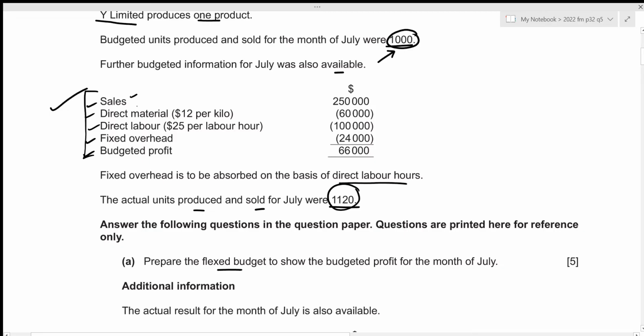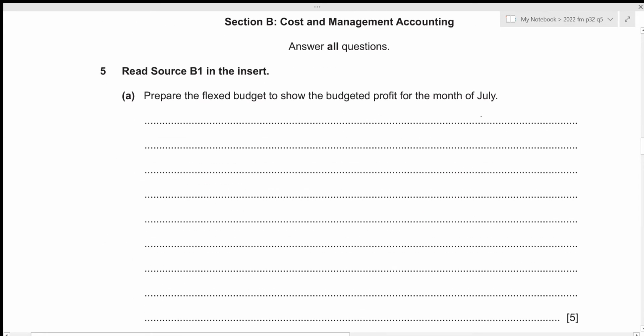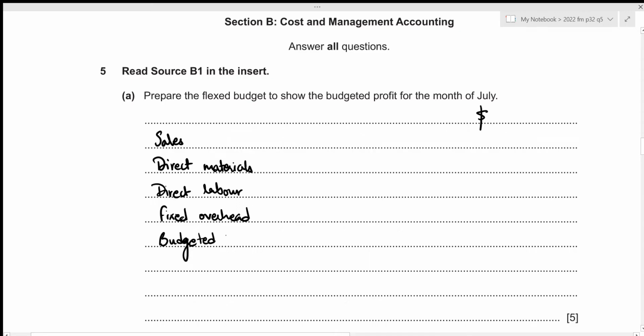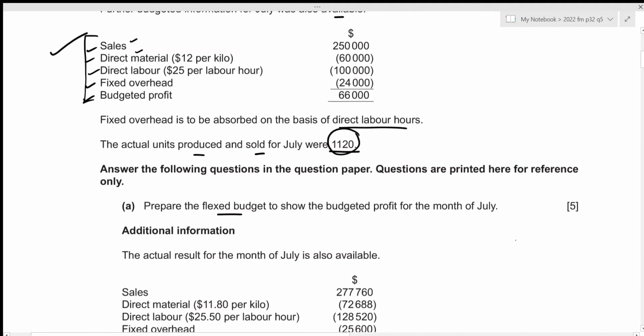So that's just going to be sales, direct material, direct labor, fixed overhead, and then the budgeted profit. Let's write it down. So first of all, we have sales. Then we have direct materials. Then we have direct labor, fixed overhead, and then our budgeted profit. Okay, let's have a look at the given information.